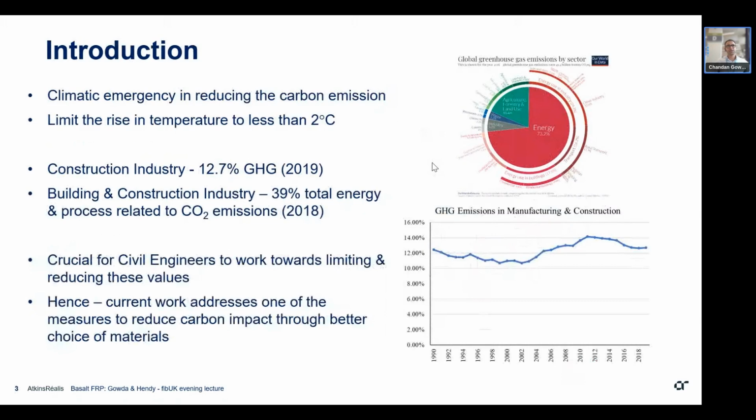The whole intention of performing this research is to address the climatic emergency by reducing carbon emissions and limiting the temperature rise to less than 2 degrees according to the Paris Agreement. The construction industry as a whole, which includes the building and construction industry, contributes a total of 39% of total carbon dioxide emissions, according to a report in 2018. This does not include just the part used in construction. It also includes manufacturing, transportation, recycling, and end of life as well. So as civil engineers, it's crucial to work towards limiting these values, and this is where this desktop study has been carried out.